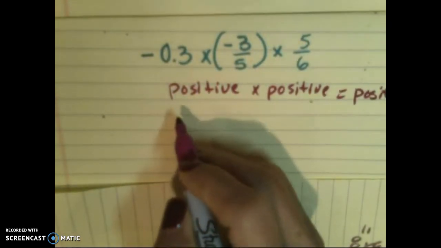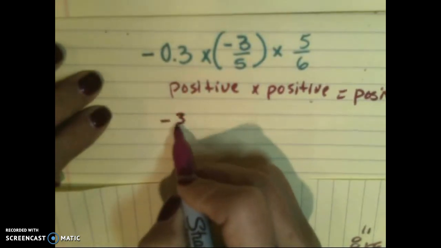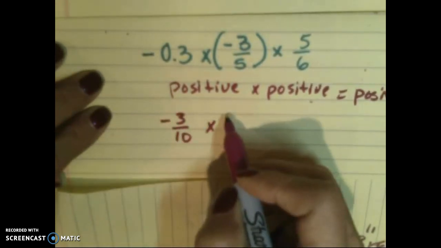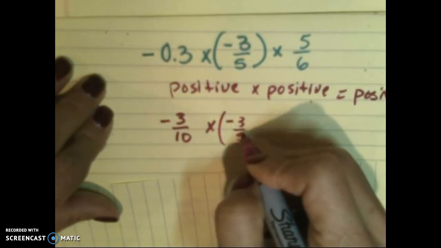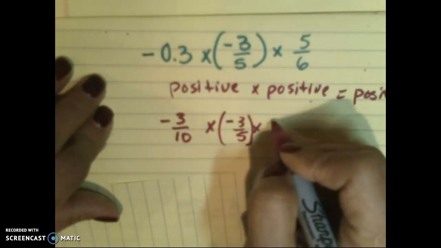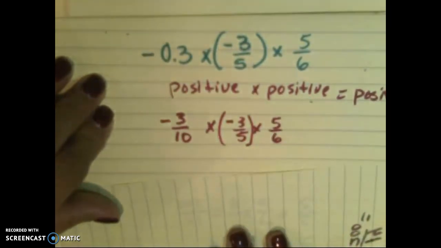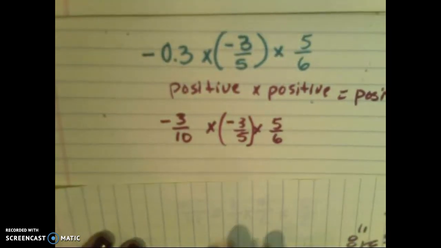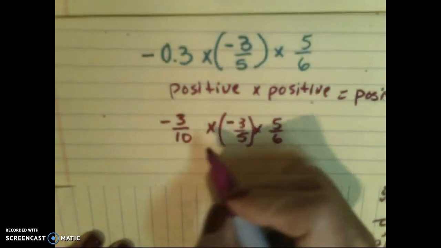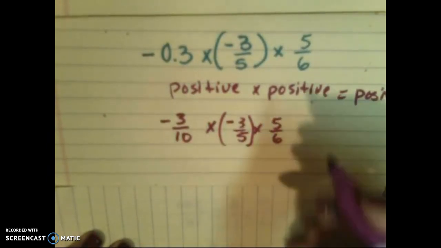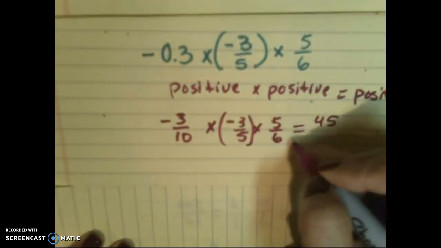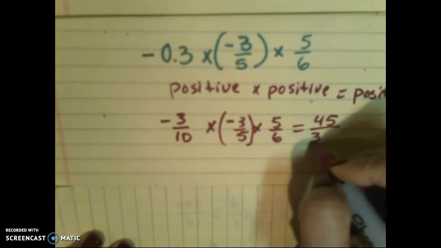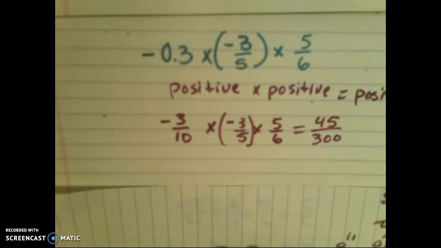So I'm going to say negative 3 over 10 times negative 3/5 times 5 over 6. And I could just rewrite it as a positive problem too. Just multiplying across, 3 times 3 is 9, times 5 is 45, and 10 times 5 is 50, times 6 is 300. And then you can simplify as usual.